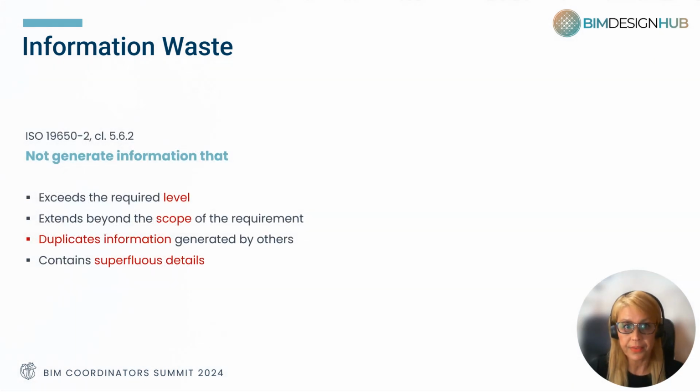ISO 19650 Part 2 is explicit about not generating information that exceeds the required level, extends beyond the scope of the requirement, duplicates information generated by others, and contains superfluous details. Well, what exactly does this mean? Here are some simple examples.